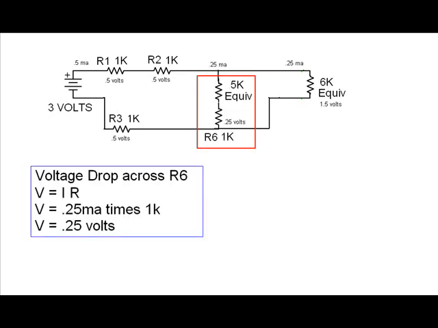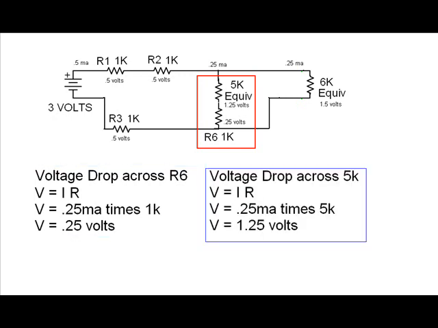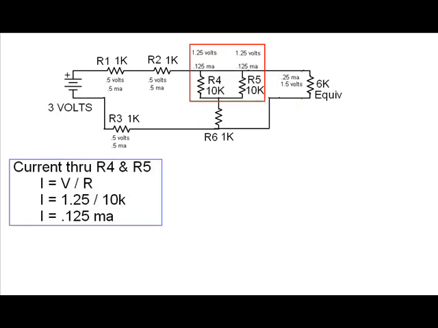Next, we split that first 6K resistor back into 2 resistors in series, a 5K and a 1K. The voltage drop across the 1K resistor, R6, is 0.25 mA times 1K, which is 0.25 volts. The voltage drop across the 5K equivalent resistor will be 0.25 mA times 5K, which is 1.25 volts. We split the equivalent 5K back into its original 2 resistors. R4 and R5 were each originally 10K in parallel.